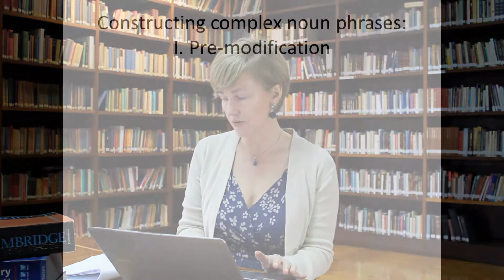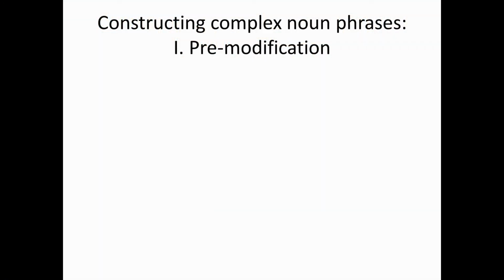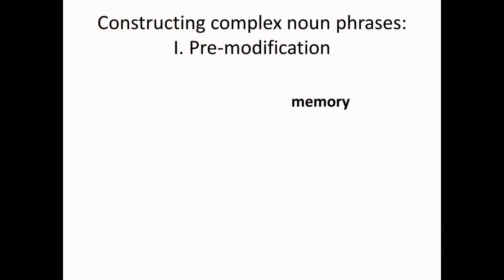Now, I'd like to have a look more closely at how complex noun phrases are constructed. And let's have a look first of all at pre-modification. Now, the example I've got here is from computing. So I'm starting with the head memory. One type of memory in which data can be accessed in any random order is called a random access memory.